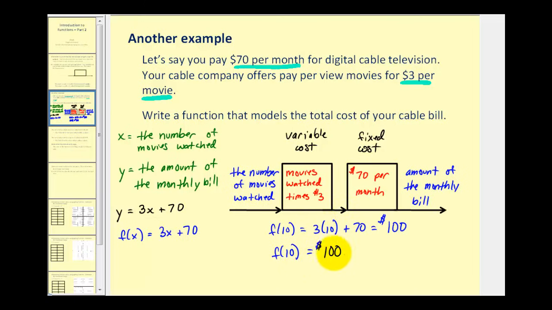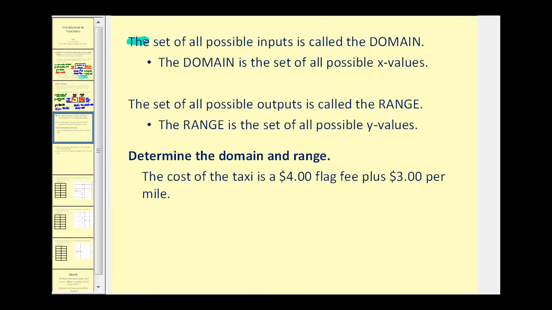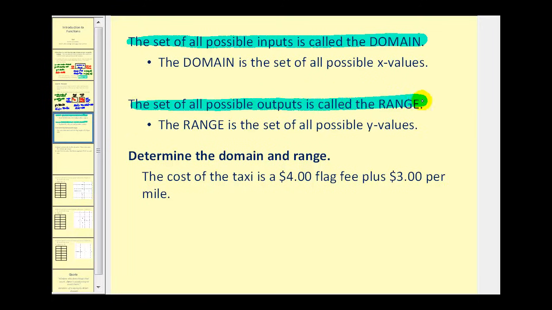Now let's talk about some additional vocabulary when working with functions. The set of all possible inputs is called the domain of the function. So the domain can be viewed as the set of all possible x values, and the set of all possible outputs is called the range. So we can think of the range as the set of all possible y values. Let's see if we can determine the domain and range for this situation.